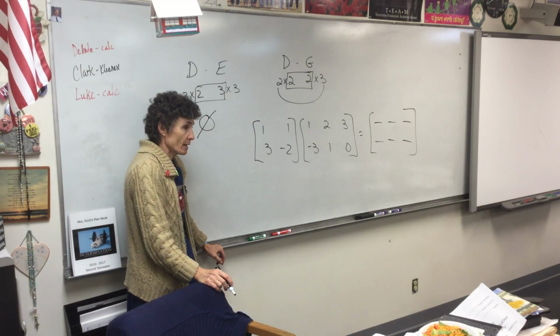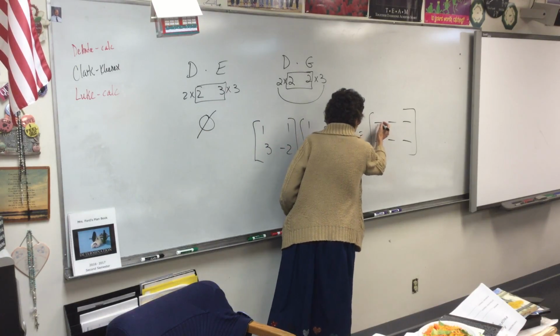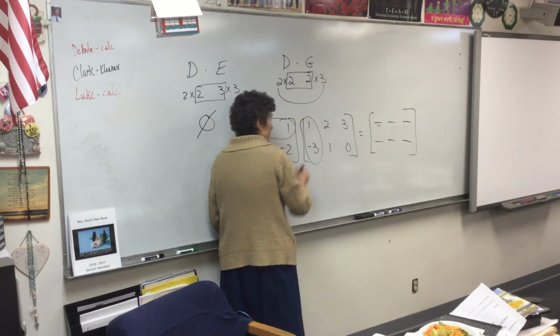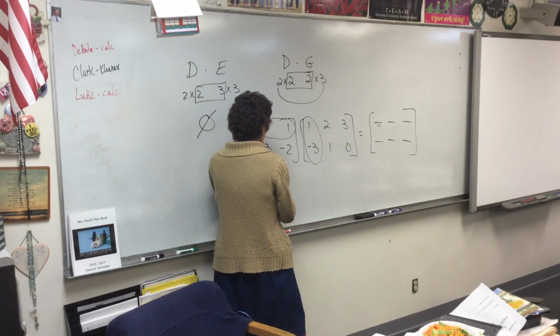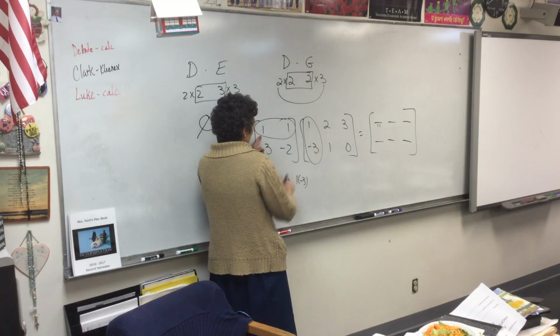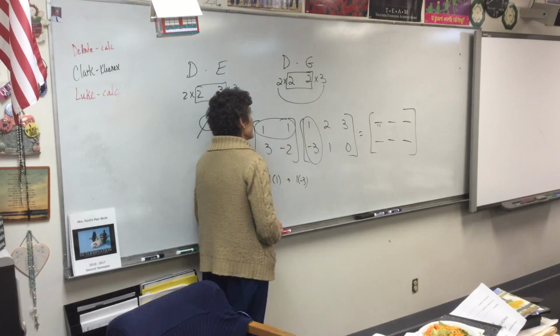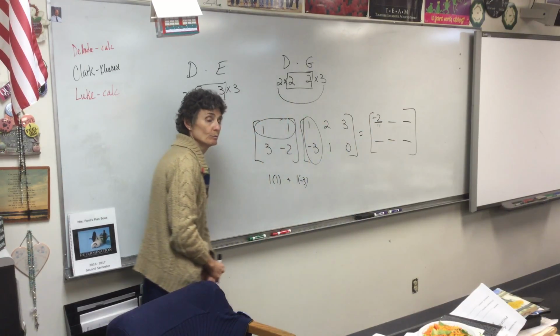All right, so here we go. Row 1, column 1, right there. So row 1, column 1. So we're taking 1 and 1 times 1 and negative 3. 1 times 1, 1 times negative 3. So that's a negative 2. This number is going to be a negative 2.